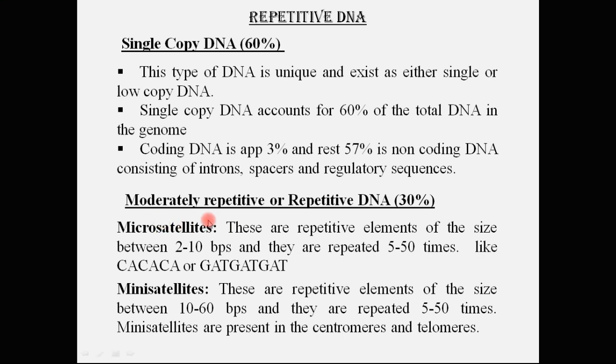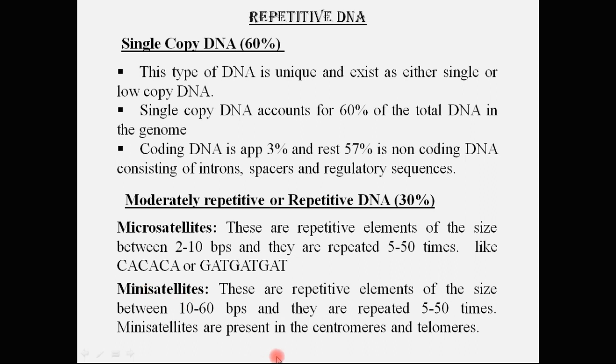Then you have the moderately repetitive or repetitive DNA, which accounts for 30%. First is the microsatellite DNA. The repetitive element is of the size between 2 to 10 base pairs, and they are repeated 5 to 50 times. An example is a 2 base pair repeat, like CA, CA, CA. Here the repeat element is 2 base pairs. And GAT, GAT. Here the repeat element is 3 base pairs.